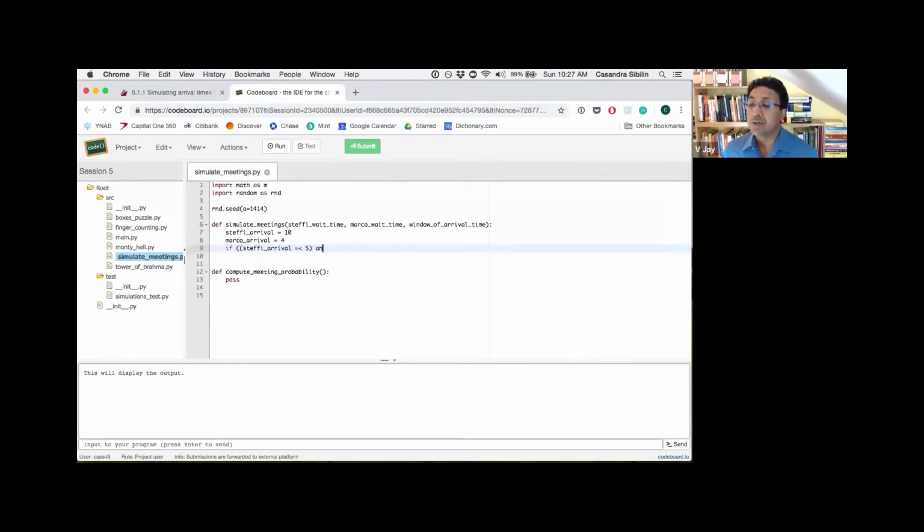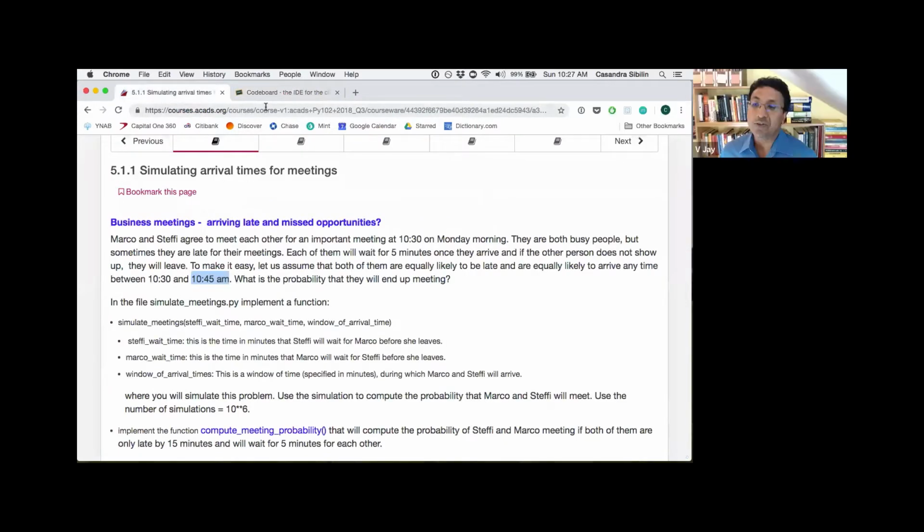No. See, Cassandra, you can't say Steffi arrival less than 5, right? Why should it be less than 5? It should be within 5 of Marco's arrival. So that's why Kiran was saying you subtract Steffi's arrival time and Marco's arrival time. Subtract the two.